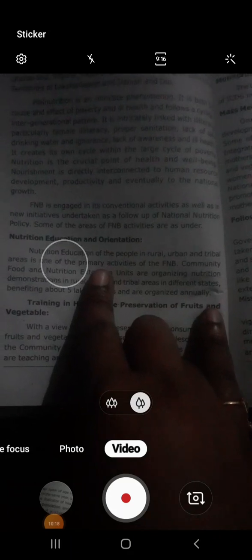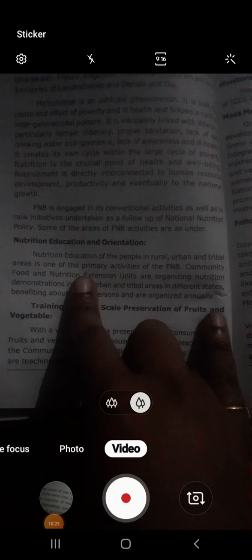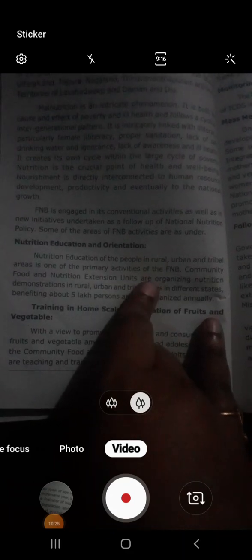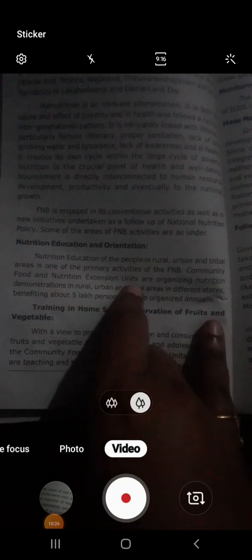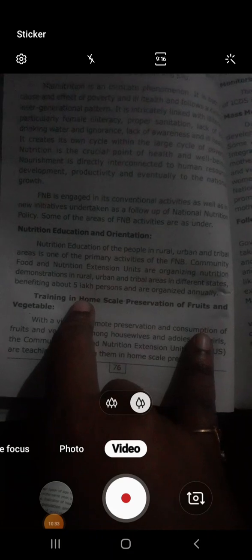The conventional activities of FNB include nutritional education and orientation programs for people in rural, urban and tribal areas. These are the primary activities of FNB. Community food and nutrition extension units organize nutrition programs in rural, urban and tribal areas in different states, and about 5 lakh people benefit annually.